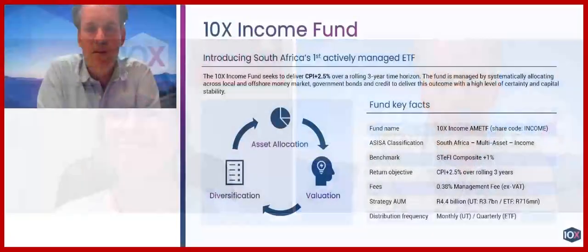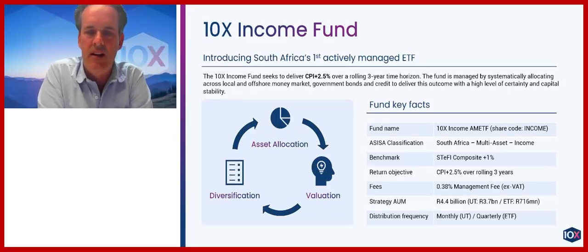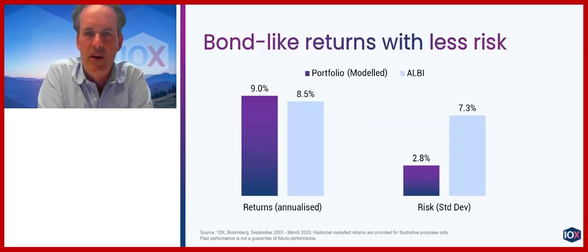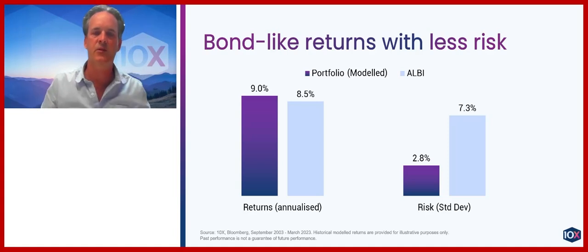Thanks. Brilliant. So as Henk mentioned, very similar, we are looking to generate a CPI plus objective that's 2.5% net of fees over a rolling 3-year basis. And really in the end, the real thing around these strategies is to generate above bond-like returns with less risk. So let's go onto the next one.